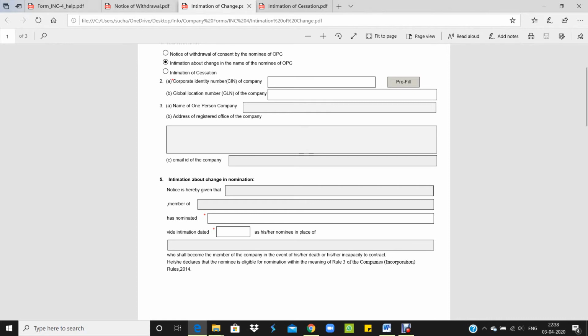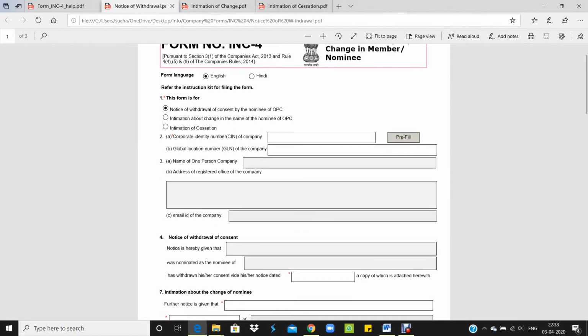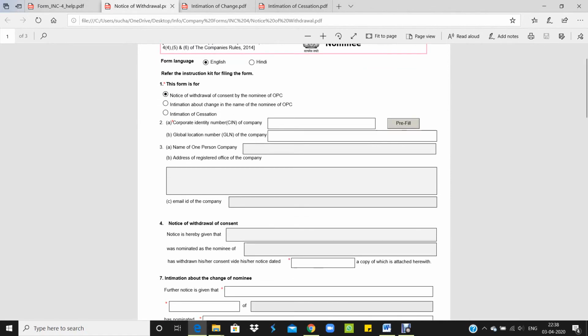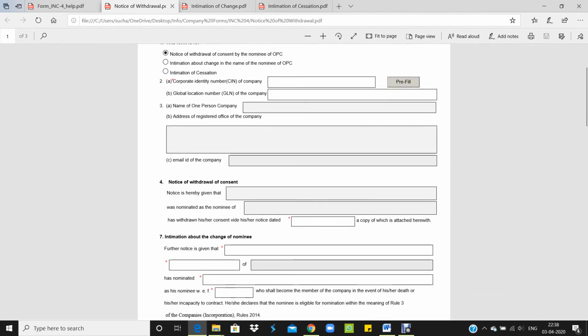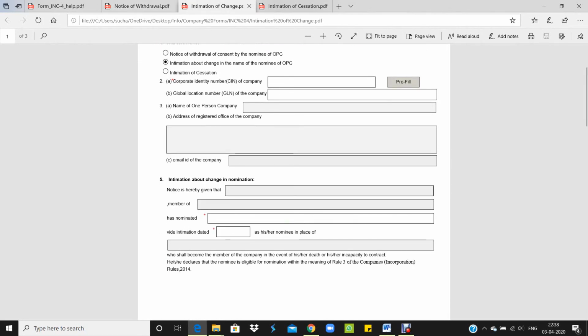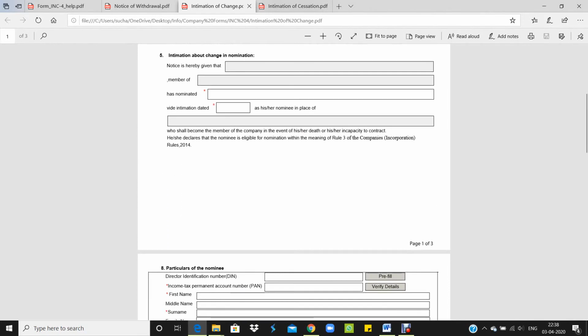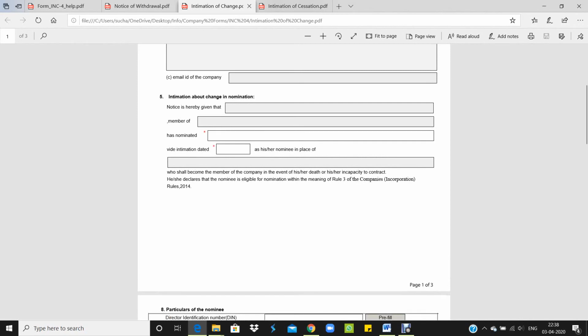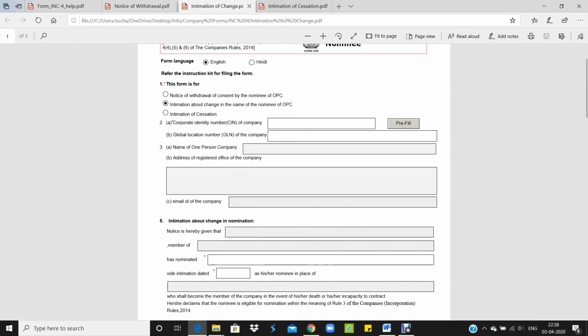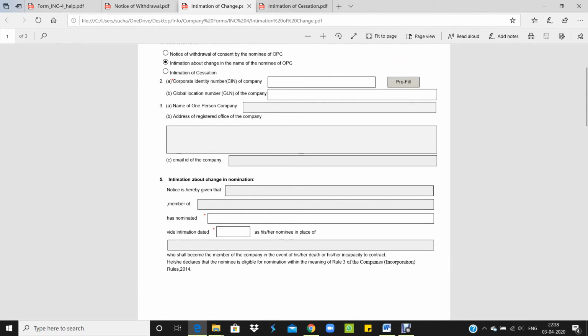Here if you observe, in the previous option, the first option, notice of withdrawal of consent, serial numbers 4 and 7 were opened. If you select the second option, intimation about change in the name of nominee, serial numbers 4 and 7 did not appear, and 5 appeared. So what is 5? Intimation about the change in nomination. So who will give the intimation about the change in nomination? The subscriber or member of the company will give the change in nomination intimation to the company.